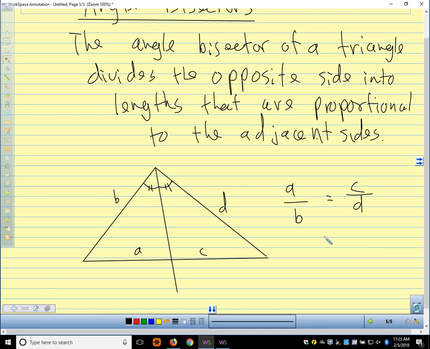I could also say that B over D equals A over C. Those two mean the same thing. So this just gives us another way to find proportions in triangles. All right, let's look at an example of this.